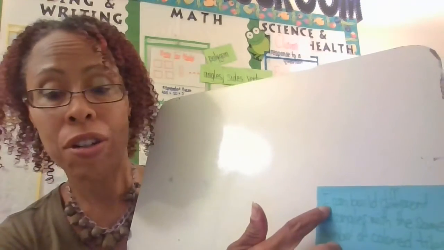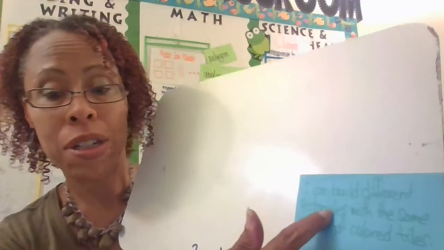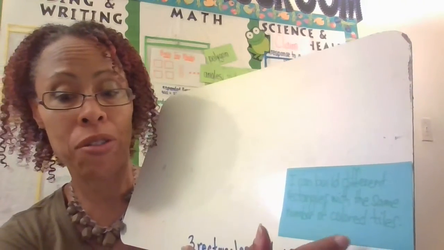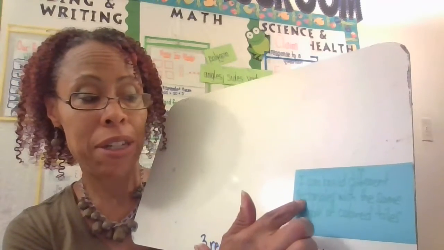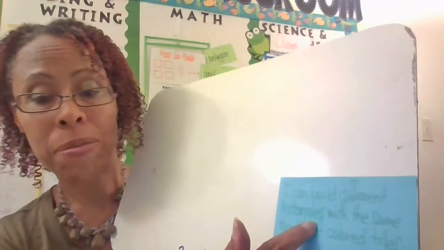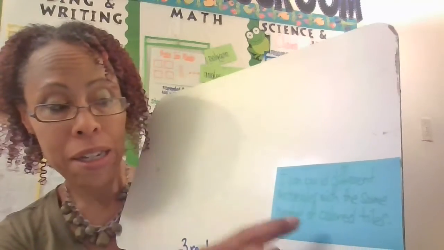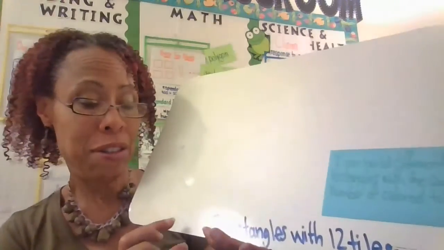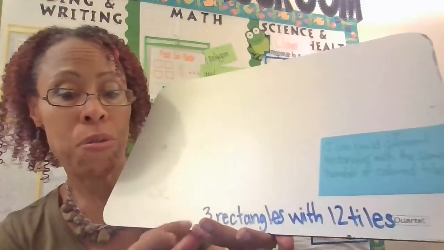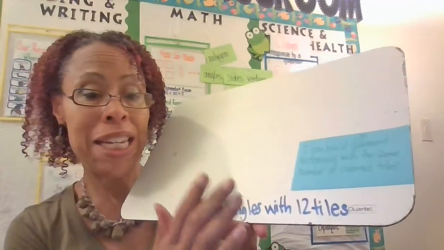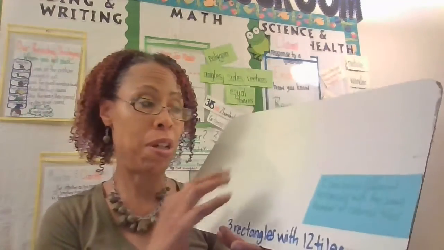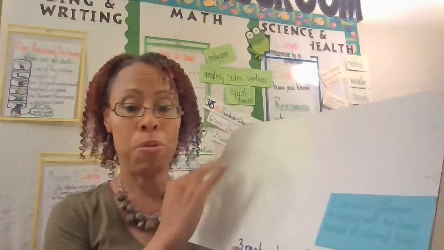Today, our learning target is: I can build different rectangles with the same number of colored tiles. So the key criteria are that they all need to be rectangles and they need to have the same number of colored tiles. In this case, we're going to draw 3 rectangles that each contain 12 tiles total, no more than 12, and they're going to form rectangles.